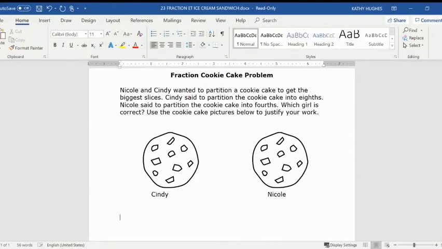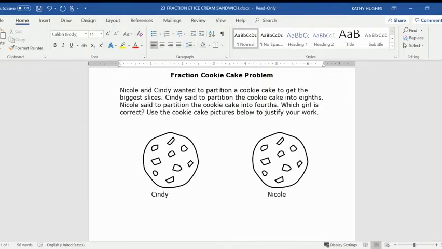Cookie cake problem today to explore inverse relationships. I need you to go ahead and grab one of the plastic baggies that was in the Edpuzzle bucket, the one that has the fraction circle pieces. This problem is going to help you review inverse relationships in fractions.